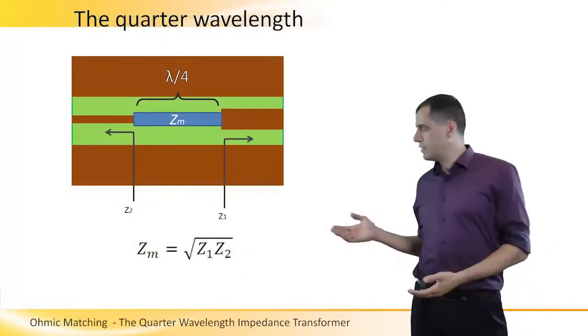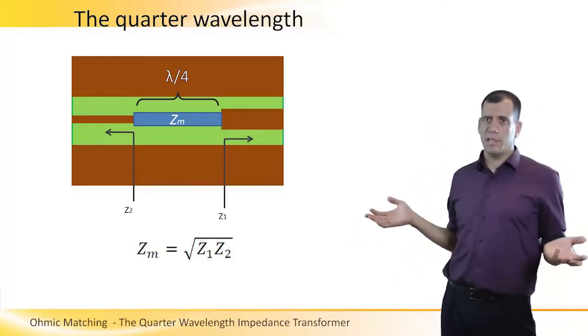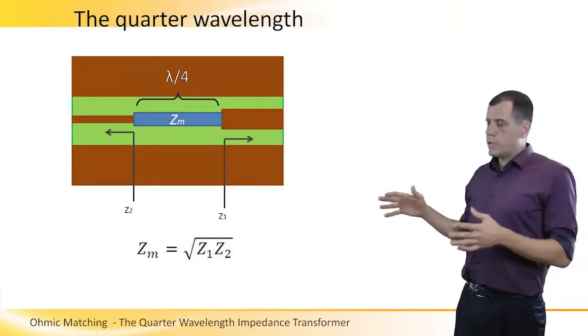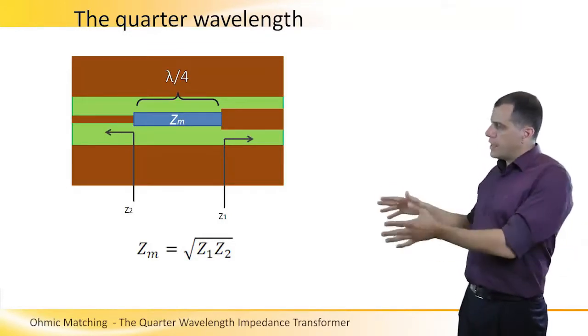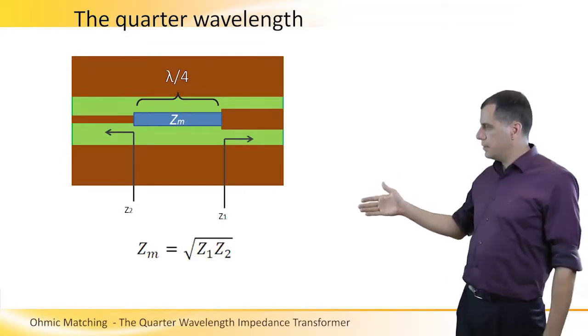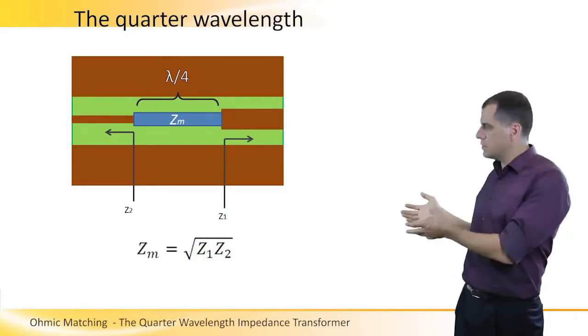So here is the quarter wavelength. It's very simple actually if we look at it. Assume we have on the right side of this PCB part a device with an impedance of Z1.